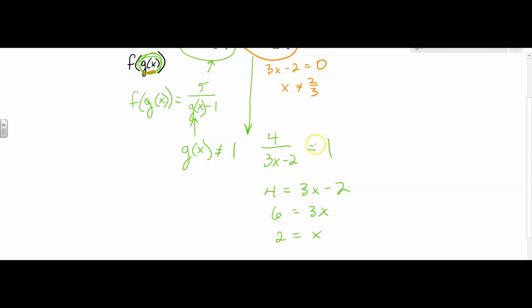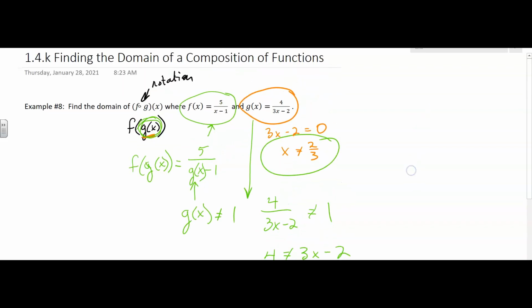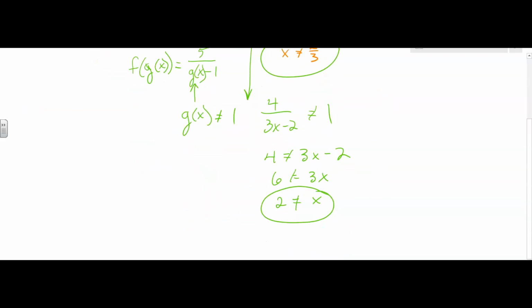Okay, but remember, this is what it can't be. I never know whether to use equal signs or does not equals. In the book, I think they used equal signs, but really that's what x can't be. We're eliminating those from the domain. Okay, so we know x can't be 2/3 and x can't be 2. And even though 2 works in g of x, I mean, you could put it in that function, the problem is the output would give us 1, and then we couldn't put that into f of x. Okay, so I'm hoping that makes some sense.